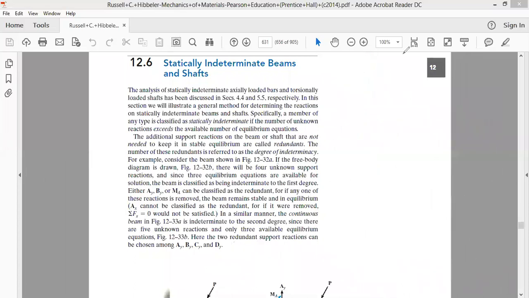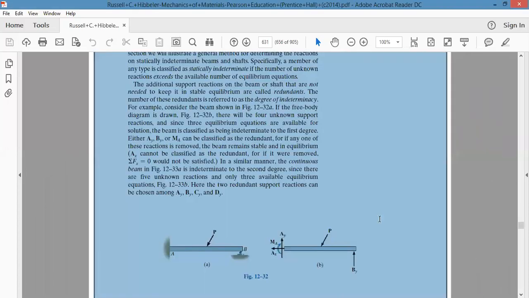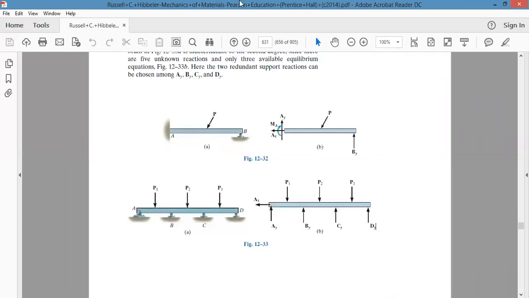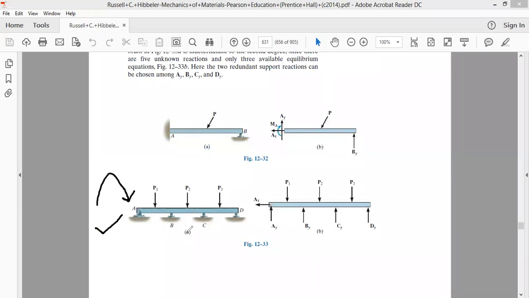In the same way, we have another type of statically indeterminate beam, what we call the continuous beams. We have to do the analysis of continuous beams as well. This type of beam is called a continuous beam. As we will see in the coming classes, a continuous beam's degree of indeterminacy is 2. You should always remember it. The simplest continuous beam has degree of indeterminacy equal to 2.